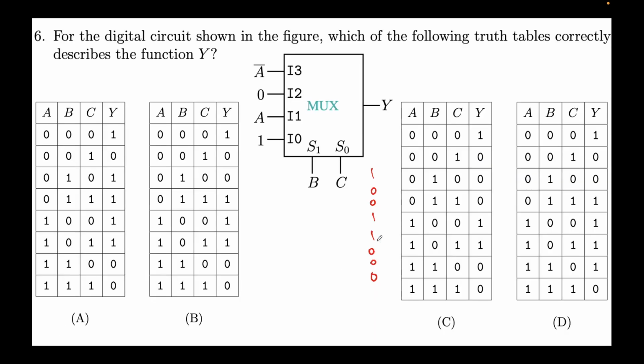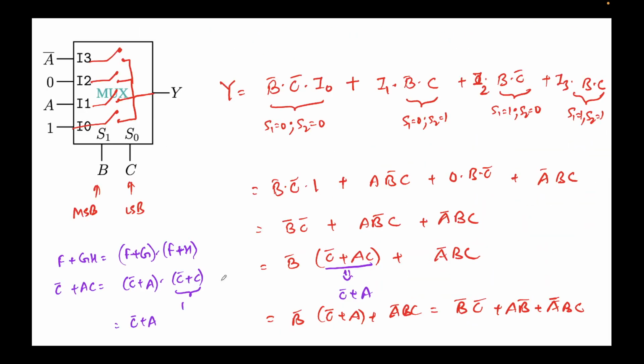So 1 0 0 1 and 1 1 0 0. That is the output that we have. 1 1 0 0 matches 1 0 0 1 1 1 0 0. Option B. Quickly summarize, this was the multiplexer that was given.